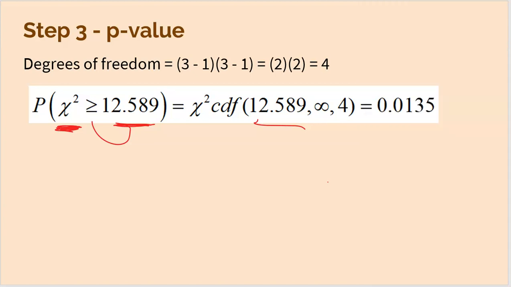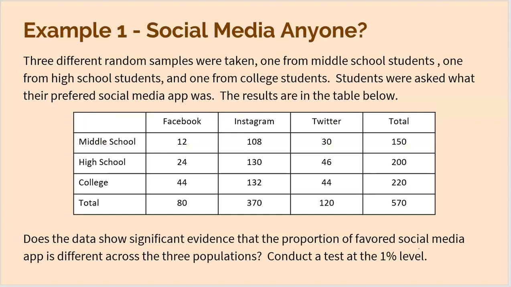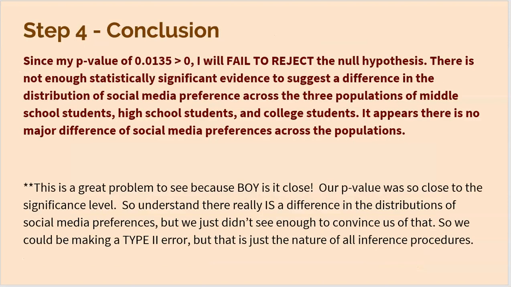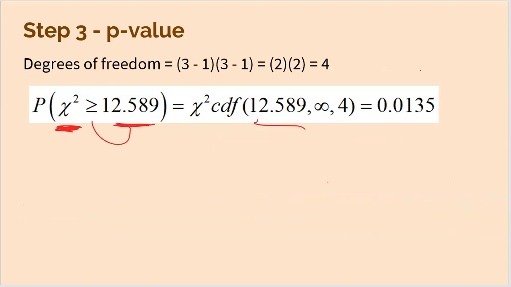Now that's an interesting p-value because that could really kind of reject the null or not reject the null. So if you go back to the problem, I did ask you to conduct the test at the 1% level. So that is really going to actually make a difference in our answer here. So again, 0.0135 was our p-value.